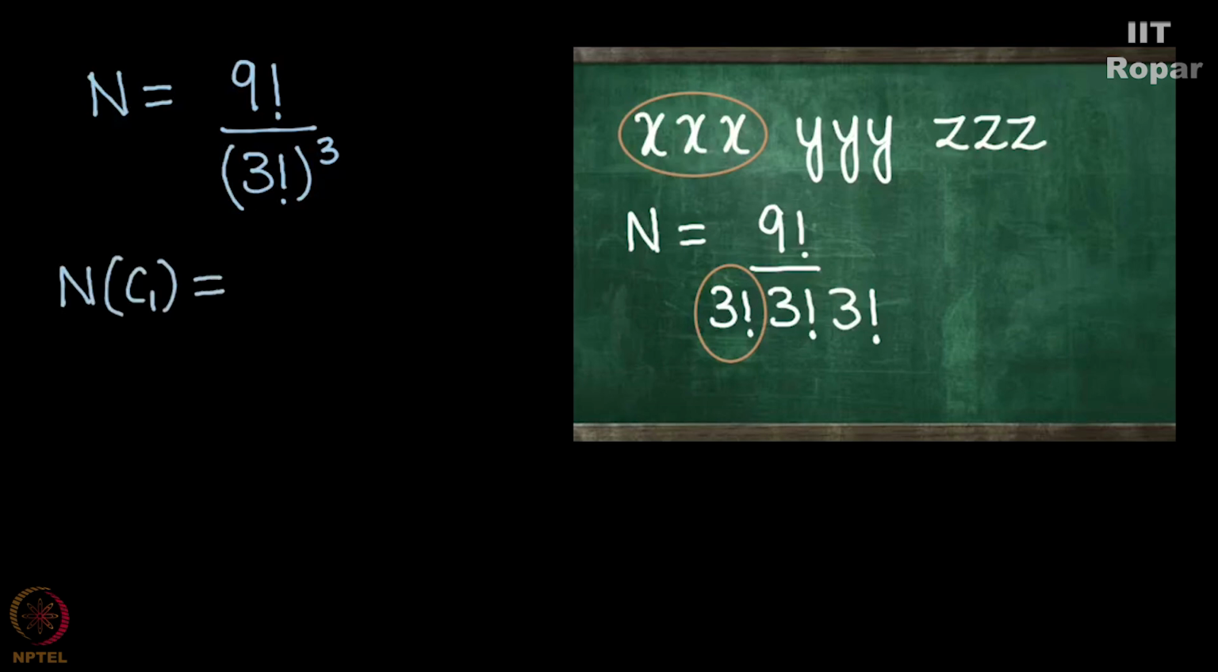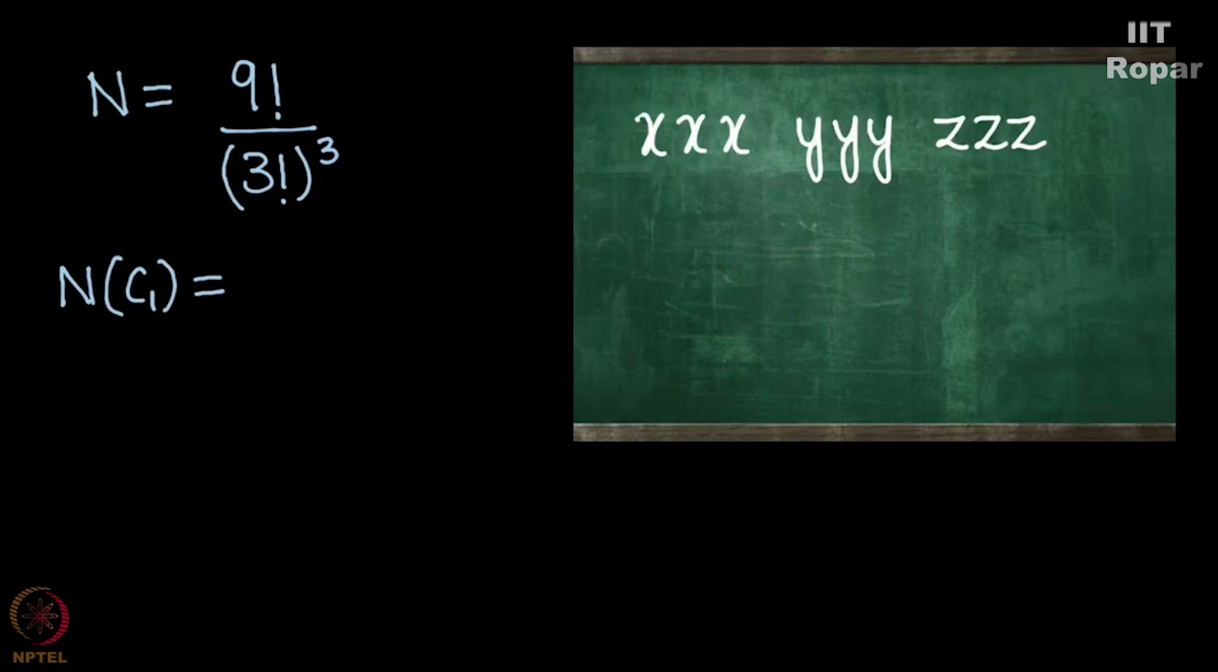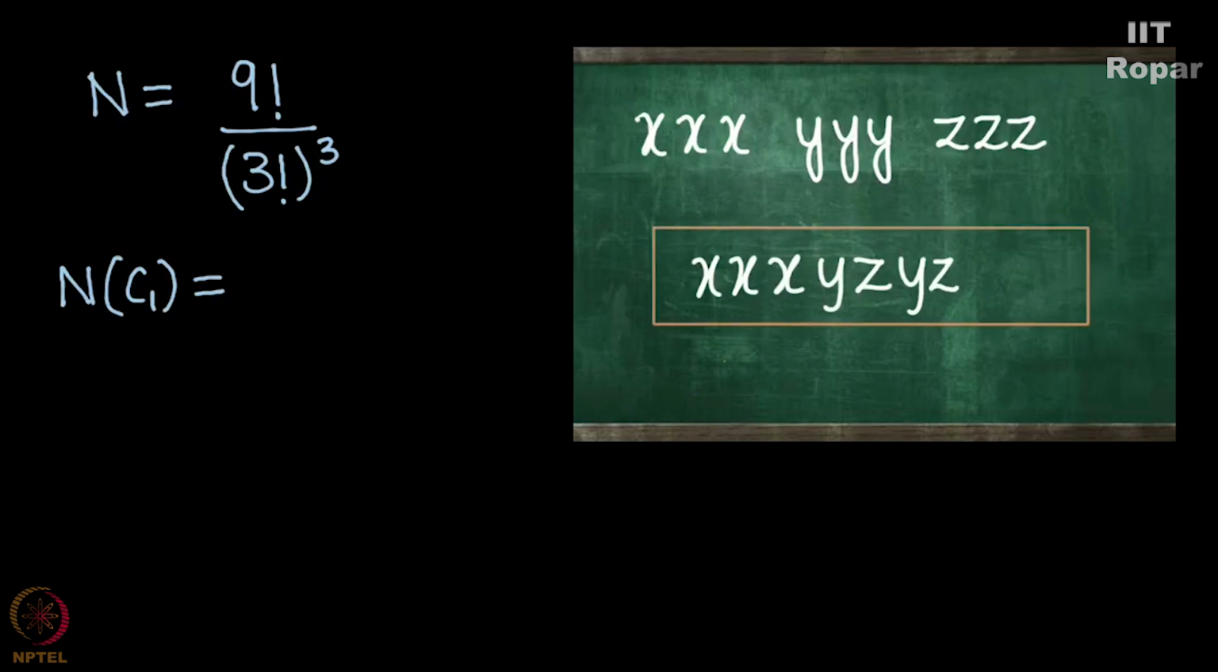What is n of C1? How many arrangements are there where XXX appears? Something like this can happen: XXX, YZ, YZ, YZ. Or XXX, ZY, ZY, ZY. Or YZ, XXX, YZ, YZ. And so on. In all these you have XXX together.